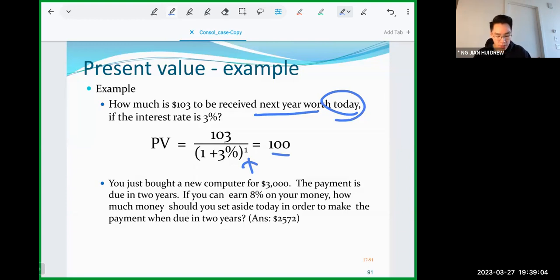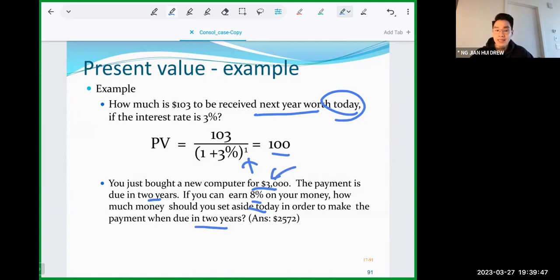Suppose you bought a new computer for 3,000. The payment is due in 2 years, and you can earn 8% on your money, right? How much money should you set aside today in order to make the payment due in 2 years? So in 2 years, this $3,000, should we put it as a negative or positive value? Anyone give it a try?